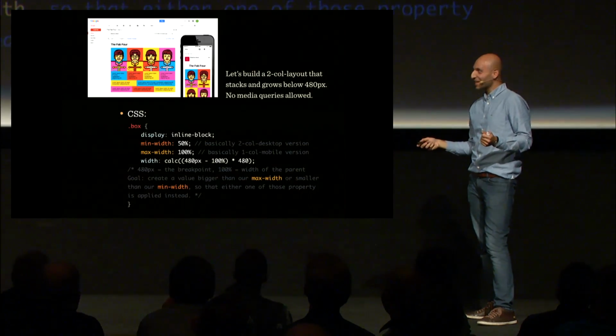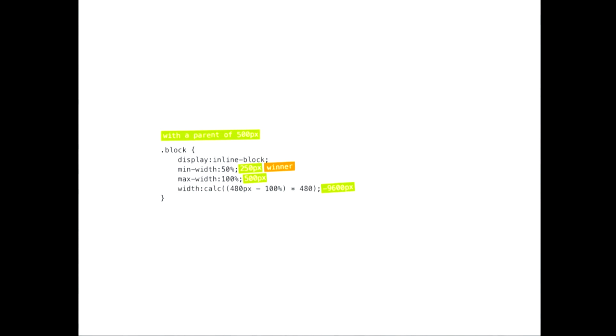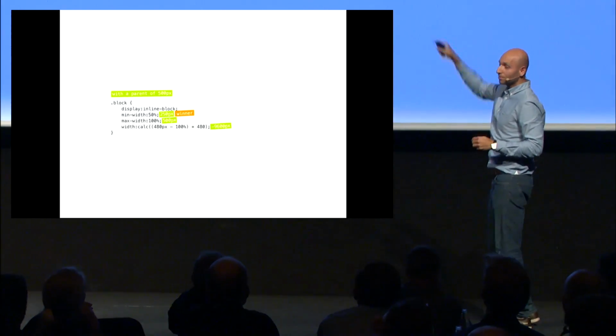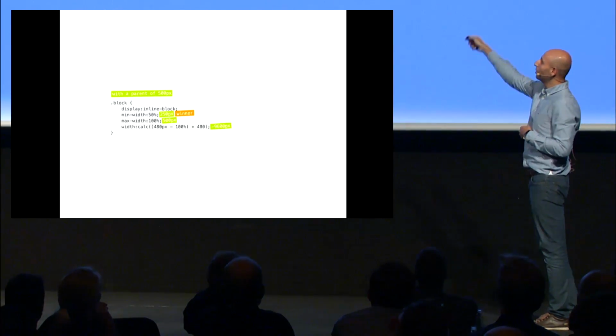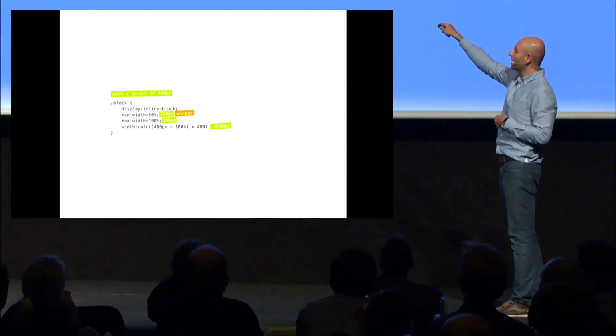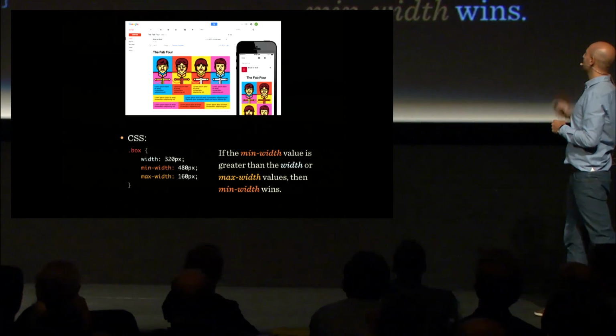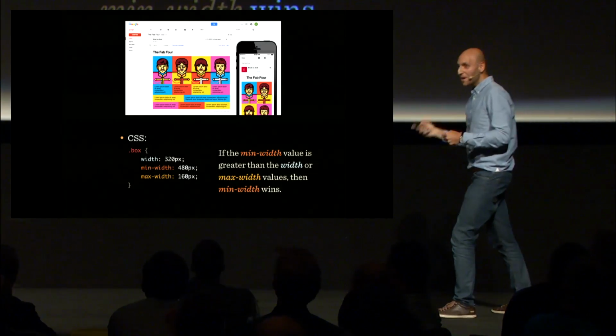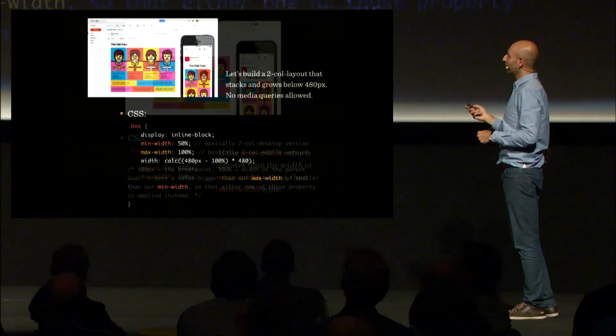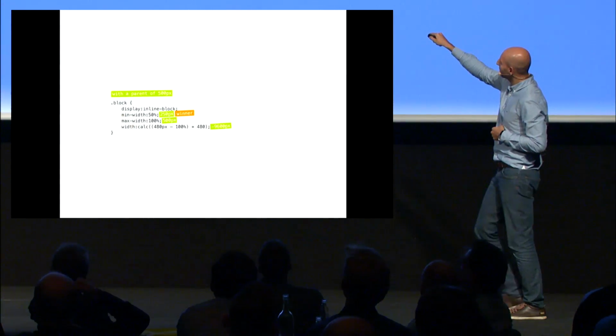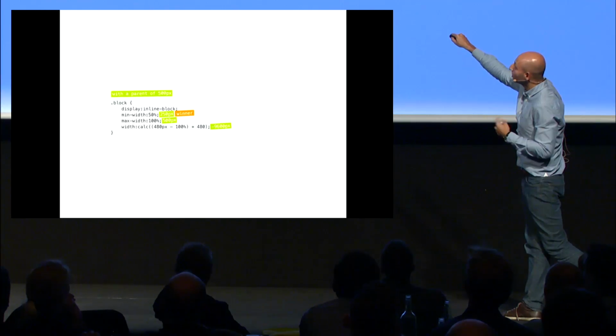Right? Does it make sense? So why does it make sense? Let's say, again, the breakpoint is 480 pixels. With a parent of 500 pixels, it's more than 480 pixels, right? So what do we have here? Min width is going to be 50%, which is 250 pixels. Max width is then 500 pixels. And the width is minus 9,600 pixels, right? At this point, min width is going to win, because if the min width value is greater than the width or max width, min width is going to win. It's not larger than max width, but it is larger than width, so it has to win.